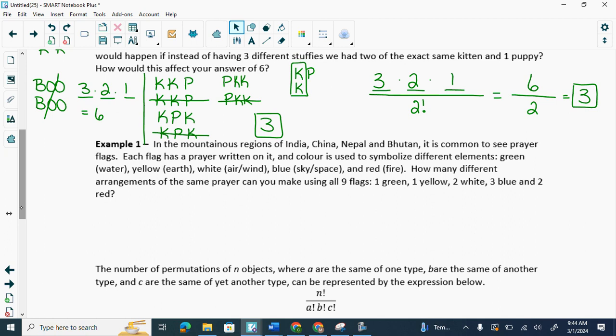They're identical flags. So what I always do when I get identical things is I write them out and pretend they're letters. That's what I do to make my life easier. So I have 1 green, like the letter G, and then 1 yellow, 2 white, 3 blue, and 2 red. I have the word Huber. It's a great word. Everyone likes it.